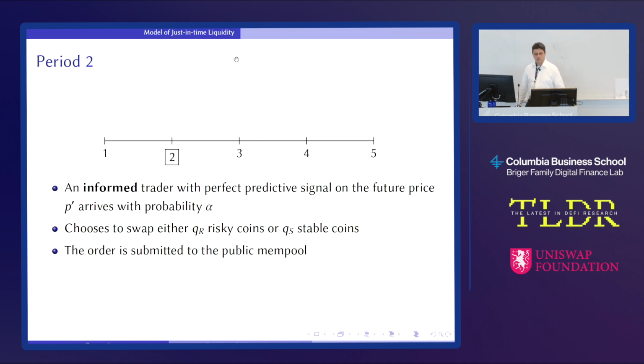And what he will do, he will choose to swap either the risky coin or the stable coin, depending on what his signal is. If he knows that the stable coin will appreciate in value, then he will swap risky coin for stable coin. If instead he has a good signal about the risky coin, then he will do the opposite. He will swap stable coin for risky coins. Then he submits this order to the public mempool.